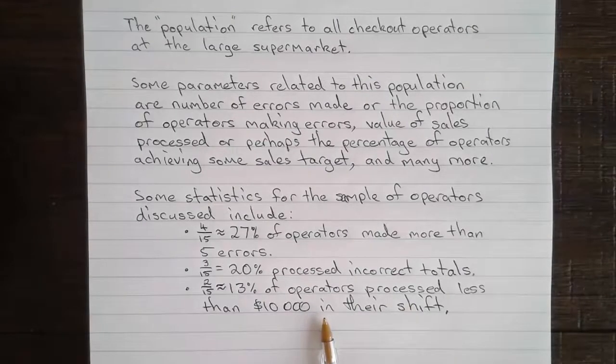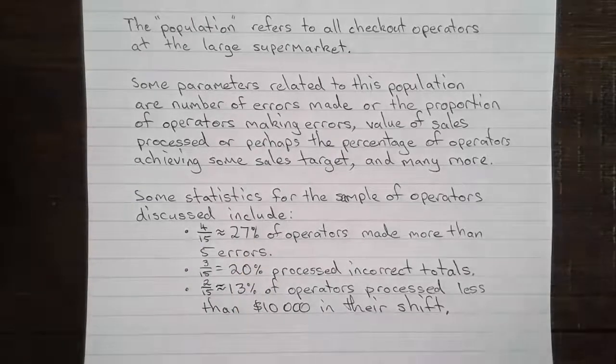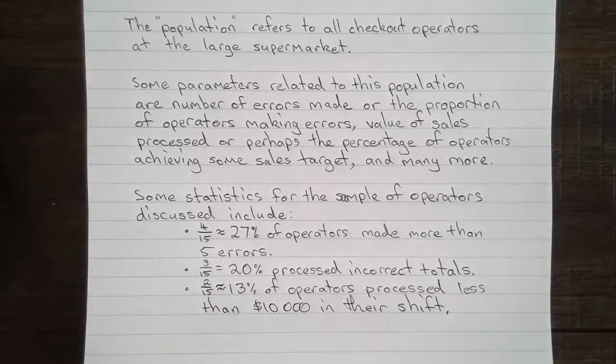These are some sample level statistics. They don't mean that all operators do these things at this rate, but based on the 15 shift records selected randomly, that's the statistic we have for our sample.